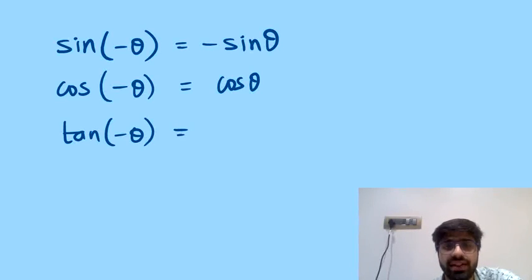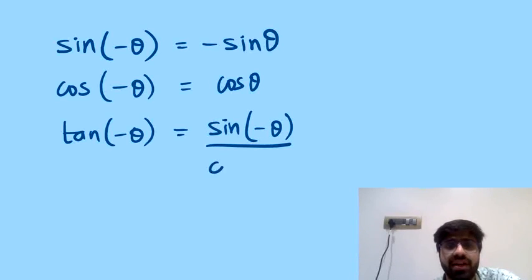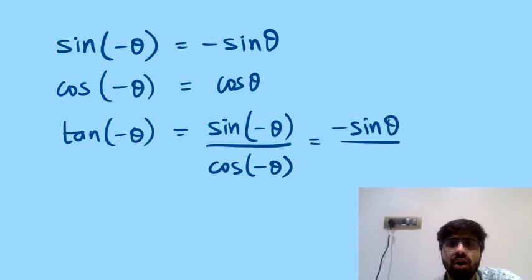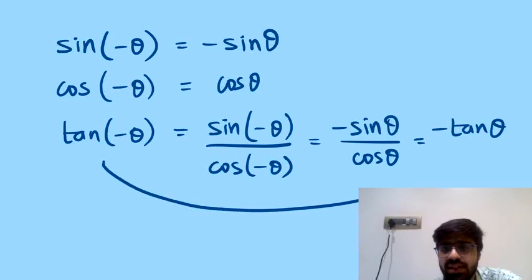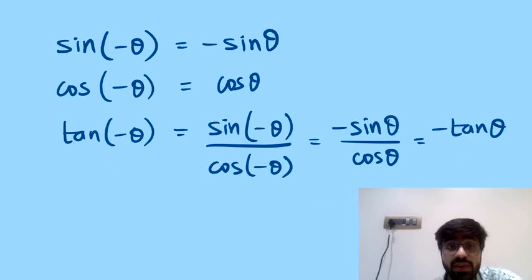And tan of minus theta: this is sine theta upon cos theta, precisely sine of minus theta upon cos of minus theta. Sine of minus theta is minus sine theta. Cos of minus theta is cos theta. So this is minus of tan theta. So ultimately tan of minus theta will be equal to minus tan theta. This is yet another result that you should keep in mind.